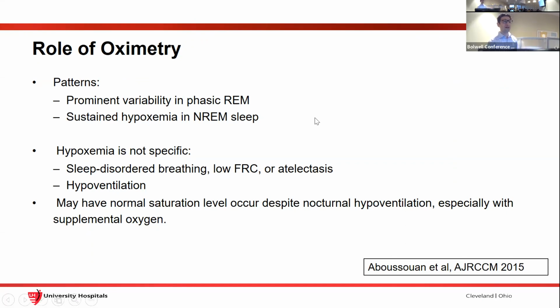What about oximetry? I'm not going to talk a lot about oximetry. I know Myrna gave a fantastic talk about oximetry, I think last year, with her work with Dr. Stroll. But in brief, they can show you patterns. So you can have prominent variability in phasic REM, the sawtooth pattern. But you can also see sustained hypoxemia in non-REM, which might speak to reduced lung volumes, reduced FRC, or the presence of hypoventilation. But it's not specific, right? There are many causes of hypoxemia during sleep. It's hard to tease out which one it is based on nocturnal oximetry. And you can have normal SATs in the presence of hypoventilation, so it won't necessarily distinguish between the two if the hypoventilation isn't severe enough to cause hypoxemia.